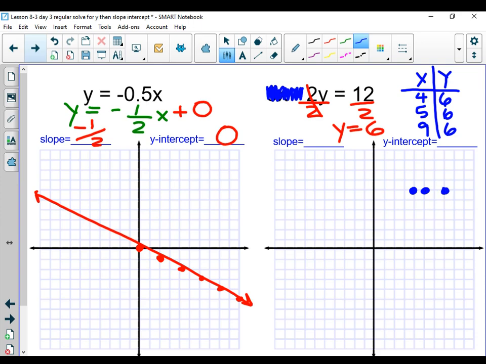Do you think Kristen and Drake, when they watch the video, are going to realize I did it wrong? Probably not. Hopefully they do. What's my slope of this one, anyway? 0. It does have a y-intercept. Do you see it? 6.